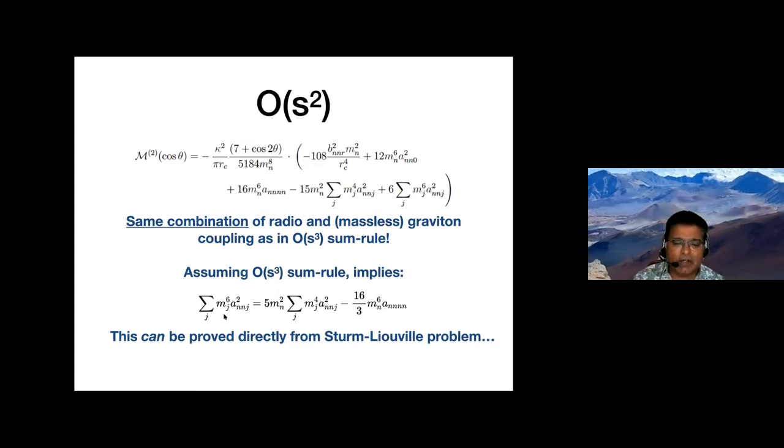But this is a relation entirely among the couplings and the masses of the KK modes. And this one we can prove directly from the Sturm-Liouville problem. So, to summarize, of the four relations that have to be true for cancellation of the bad high energy growth in massive spin 2 scattering in the Randall-Sundrum model, we can prove three out of four. And the fourth one we have strong numerical evidence for, and we believe it to be true. We just have no analytic proof.